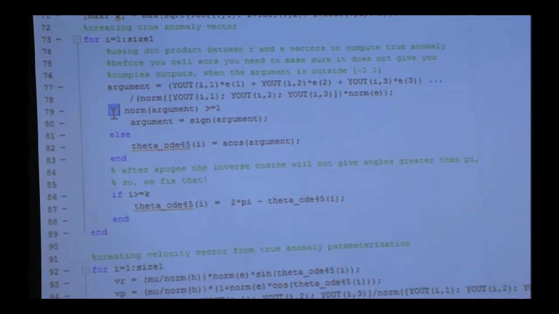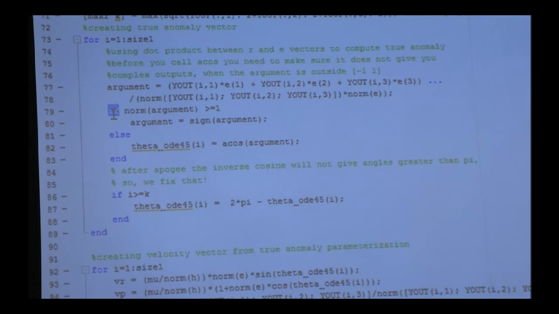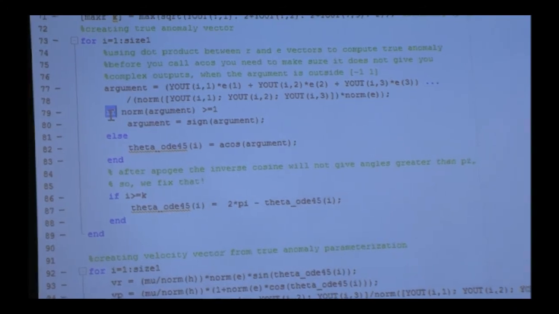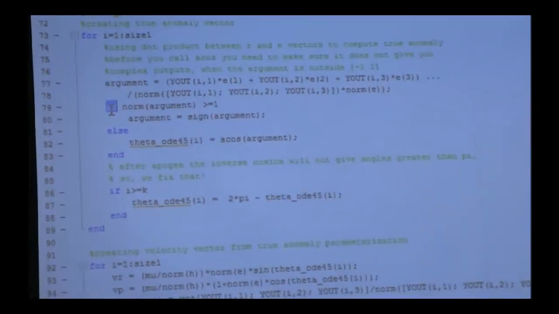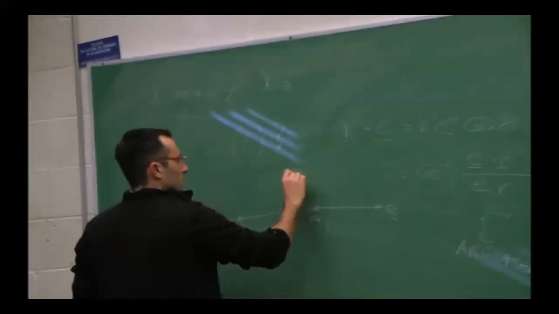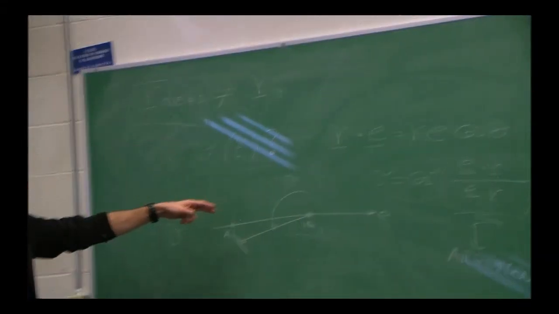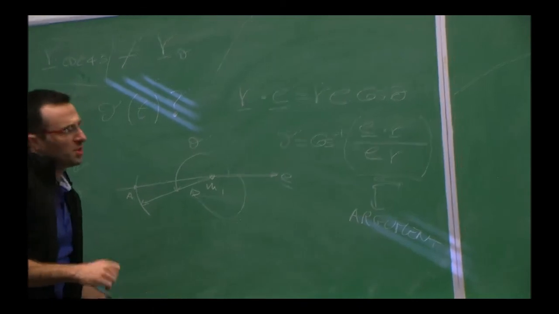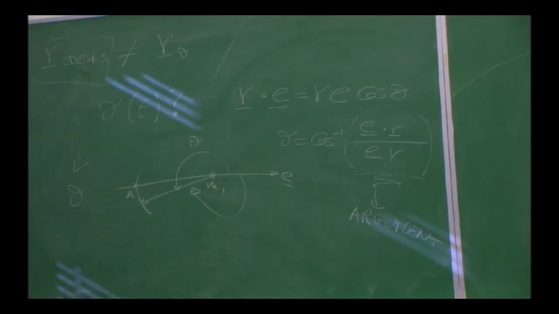So in other words, if this is your planet and the eccentricity vector is pointing this way, and you pass the apogee, which is down here, maybe you are down here, right? I want something bigger than pi. But the arc cosine function is going to give me minus this angle. So I correct for that. Not sure if it's really needed. That's what I did. Okay, and now I have the true anomalies that correspond to those values.